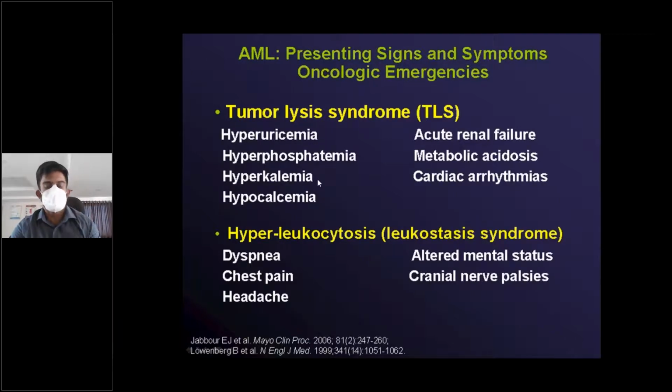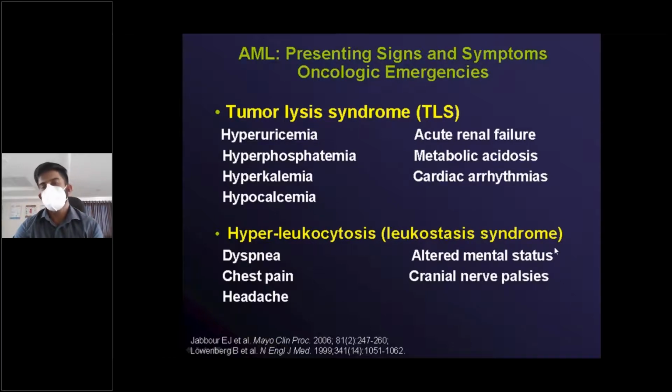hyperkalemia can present with tall T waves, and eventually it will lead to a sine wave pattern leading to ventricular tachycardia or ventricular fibrillation. Hypocalcemia can cause QT prolongation. So if a patient comes to you with either an elevated heart rate or a decreased heart rate, you have to get an ECG done. If the ECG shows any sort of electrolyte disturbances, then you have to consider the diagnosis of tumor lysis syndrome in a patient with a peripheral smear suggestive of AML.